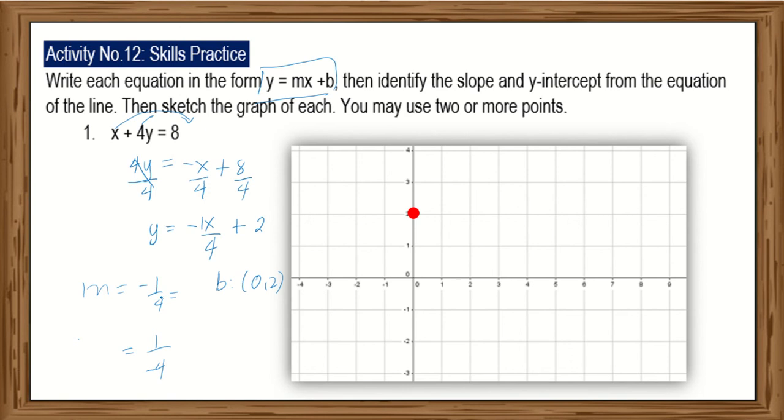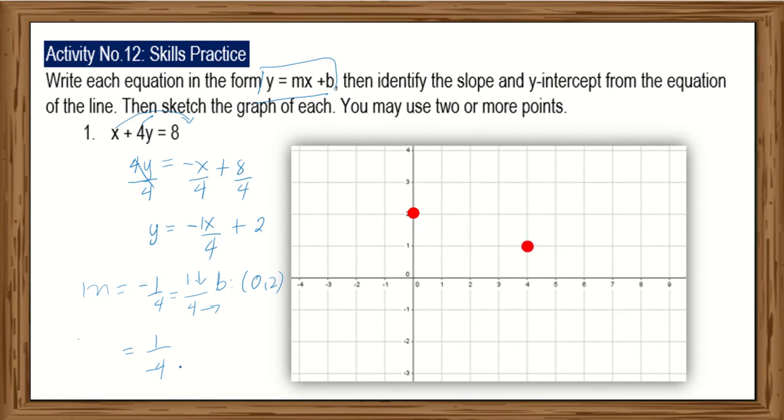Make use of this slope. Let's make use of the first one. It means 1 unit down and then 4 units to the right. So 1 unit down and 4 units to the right: 1, 2, 3, 4. And this is the second point.